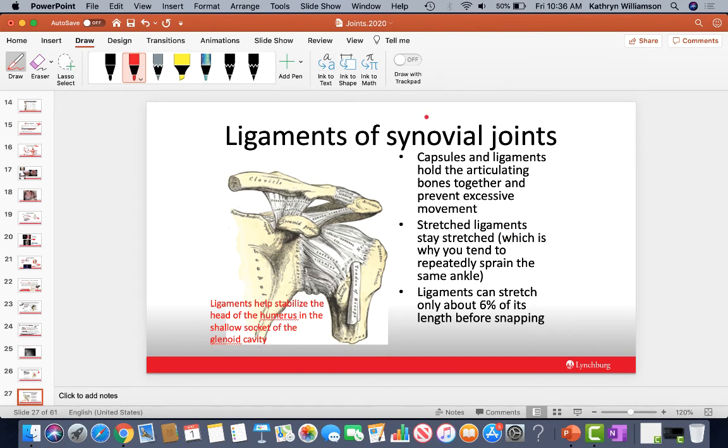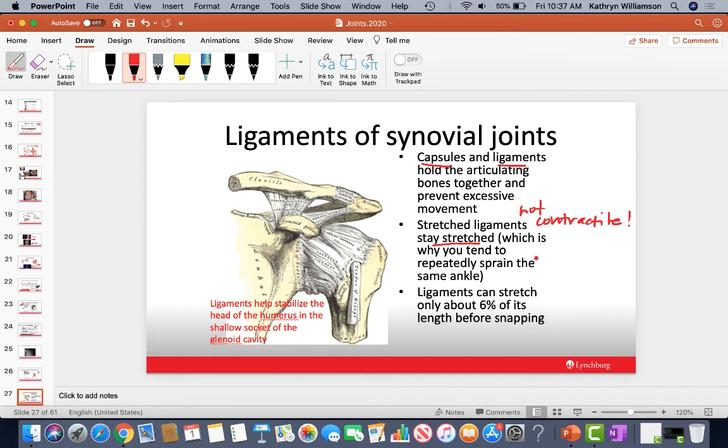Ligaments of the synovial joint. So we do have the joint capsule, and we've got ligaments that are there to hold the bones together. They help prevent excessive movement and provide some stability. It's interesting to note that ligaments that stretch out stay stretched out. Ligaments are not able to generate tension. They are not contractile like muscle is.